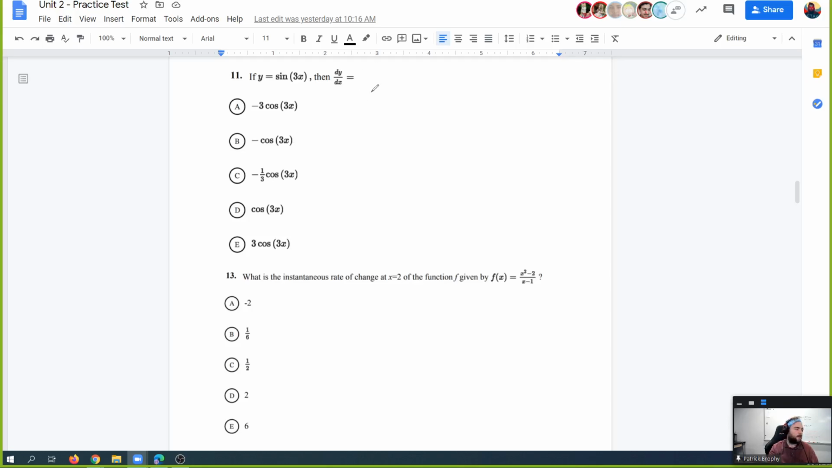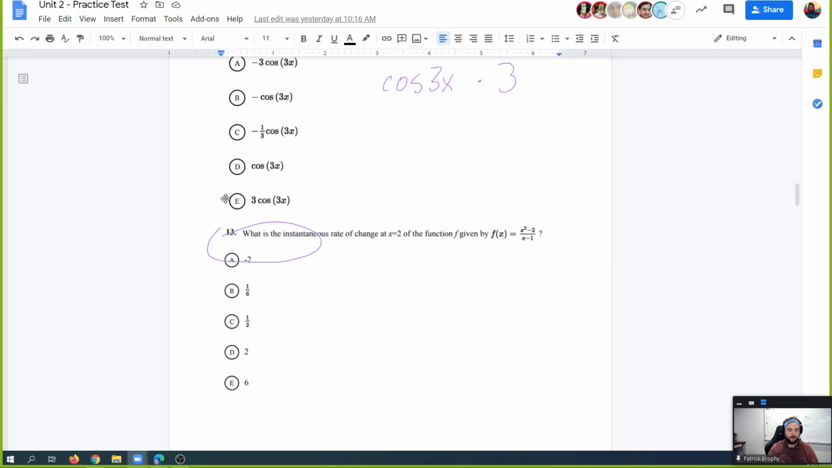I try to avoid that. Well, chain rule. That should be cosine of 3x times 3. I mean, yeah, it's either you got that or that. I guess I can here.